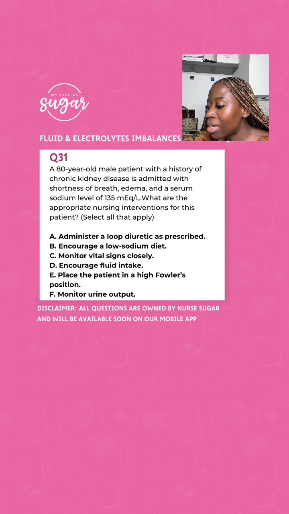Would you place them in a high Fowler position, right? You guys know what that does for you. It expands your lungs and it allows you to breathe better. Would you do that? And would you monitor their urine output? Like if you're gonna give somebody a loop diuretic to help them get their fluid out, would you want to monitor that fluid? Yes. So why are we skipping out on B?